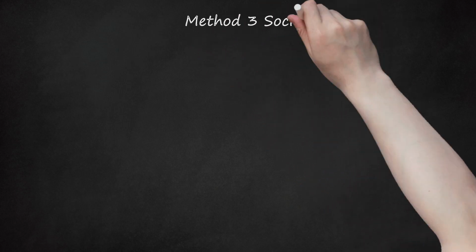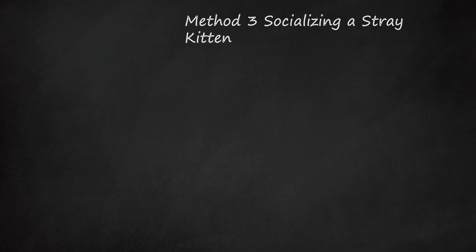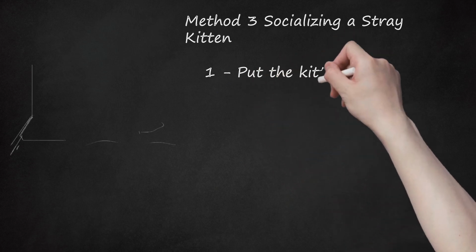Method 3. Socializing a stray kitten. 1. Put the kitten in her own room.